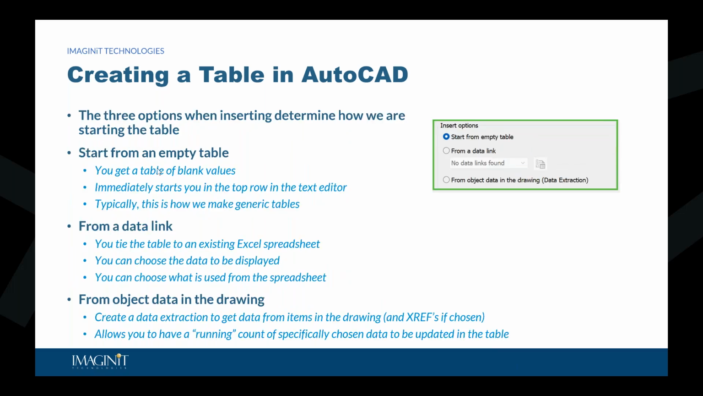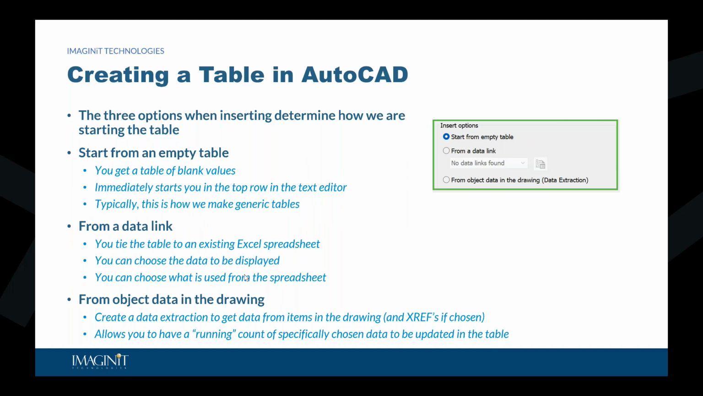So the three options for determining where we start a table. So start from an empty table. You get a table of blank values, immediately starts you in the top row of the text editor. Typically, this is how we make generic tables. If we make from a data link, we tie that table to an existing Excel spreadsheet. You can choose which data to be displayed, and then you can choose what is used from that spreadsheet, i.e. which specific tab you want, which area you want, if you want to specify a specific area, things like that.